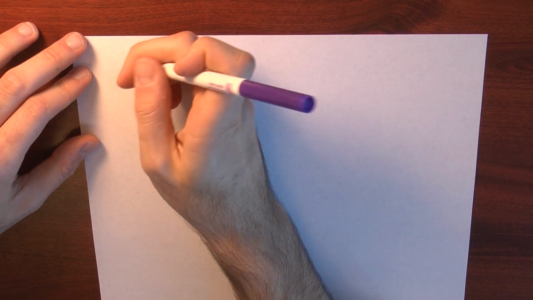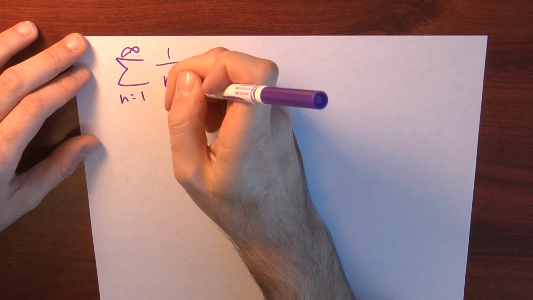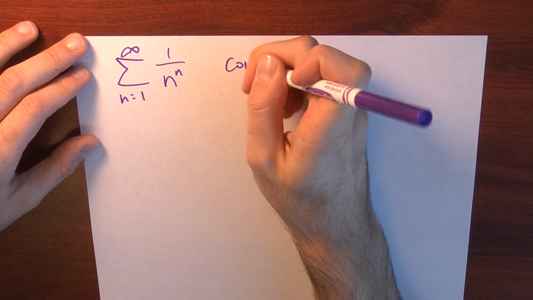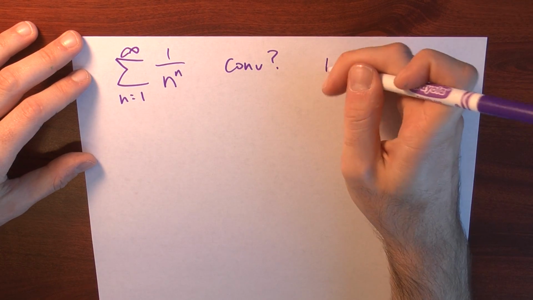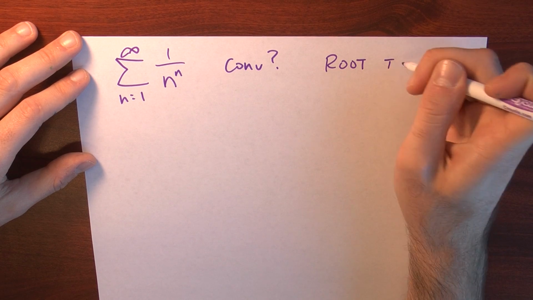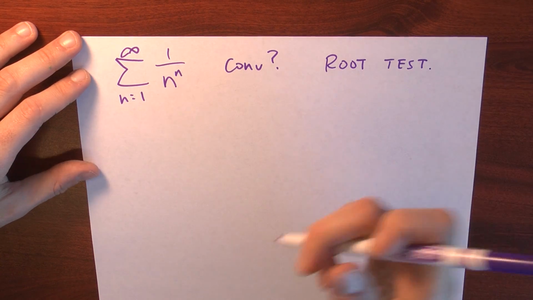You might think that there are some reasons to really love the root test. Well, here's an example. Let's look at the sum, n goes from 1 to infinity, of 1 over n to the nth power. I want to know whether that converges or diverges. And I'm going to use, against my better judgment, the root test. So what am I supposed to do?